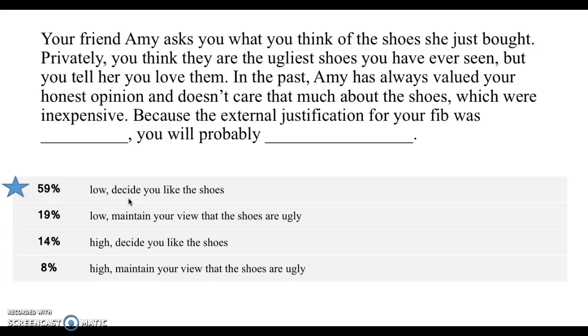If you want to go back to the stickers example with this one, when I was coaching, the external justification, that sticker, was pretty low, so they had to decide they liked the activity that they were doing. But when I was giving them bigger rewards, the external justification was pretty high, and so they didn't have to change their ideas about what they were doing at all.